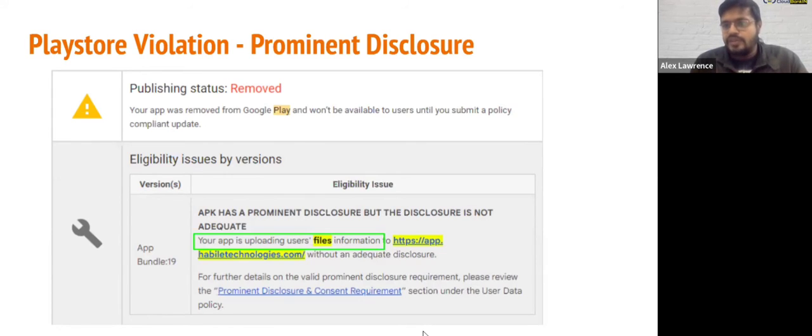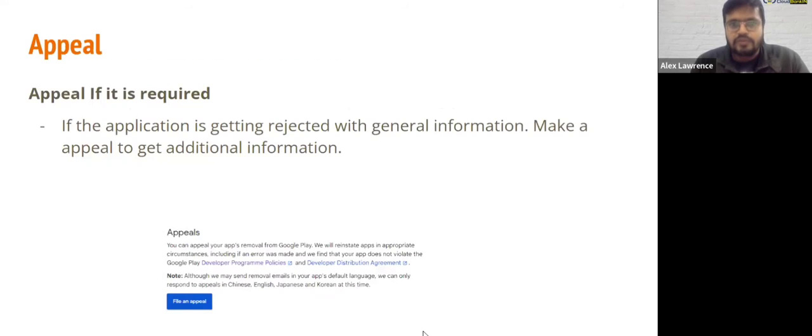Why I'm saying this is that sometimes you will get vague information. If you need more information, you can do an appeal process. If you know you have done everything right and you're still stuck with the issue, you can appeal to get additional information. Generally, it takes 1 to 2 days to get a response for the appeal. You can go to the next one. Yes, this is the appeal process, so you can do this to get the issue sorted out.